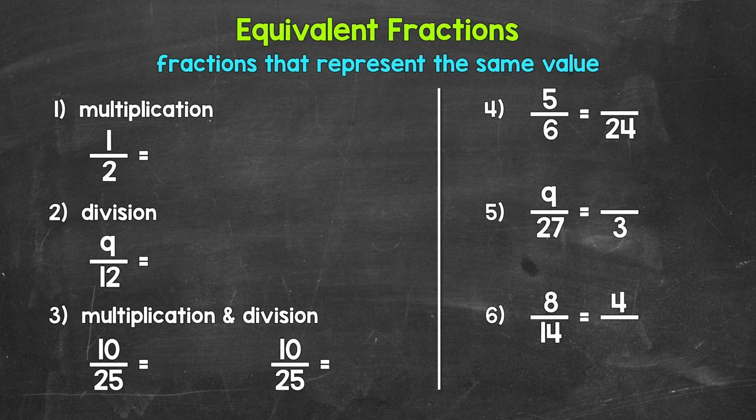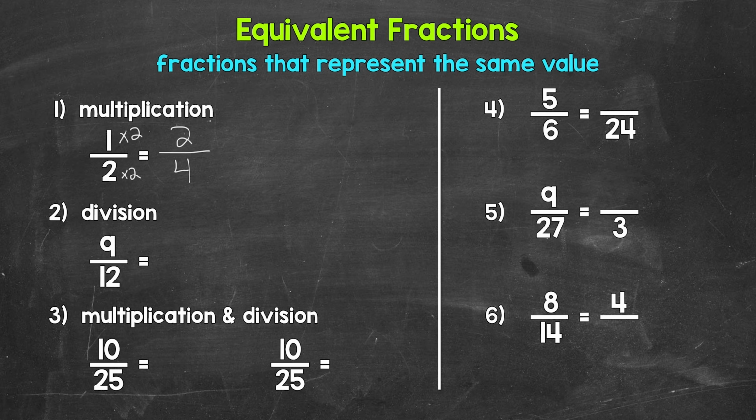Let's take a look at multiplication first and jump into number 1, where we have 1/2, a fraction we are all familiar with. Let's write some equivalent fractions using multiplication. And we do this by multiplying the numerator and denominator by the same number. For example, let's multiply the numerator and denominator by 2. 1 times 2 gives us 2, and 2 times 2 gives us 4. We get 2/4. 1/2 and 2/4 are equivalent fractions.